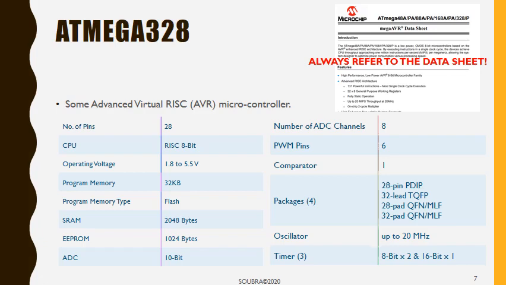How many memories in my microcontroller? 3. One for instructions. Volatile or non-volatile? Non-volatile. One for the user. Volatile or non-volatile? Non-volatile. And the third one is the RAM that is, as usual, volatile.